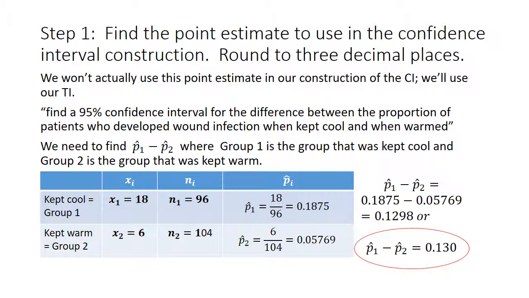P hat 1 minus P hat 2. That's the difference between the proportion developing wound infection when kept cool and kept warm. 0.1875 minus 0.05769 is 0.1298. Our homework, I believe, only asks for 3 decimal places, so we would round that up. The 8 tells us to round the 9 up to a 10. 129 rounds up to 130. So 13 percentage point difference between the 2 groups. That's kind of a big deal.